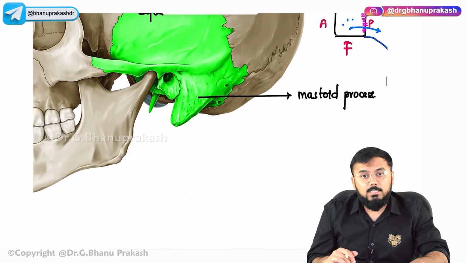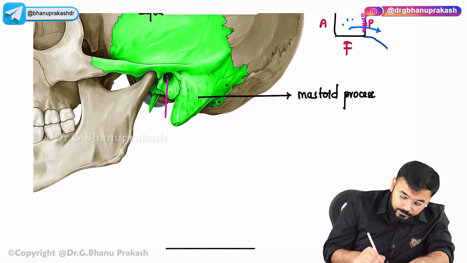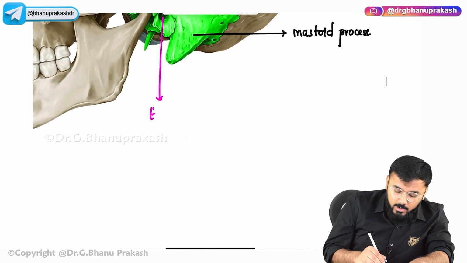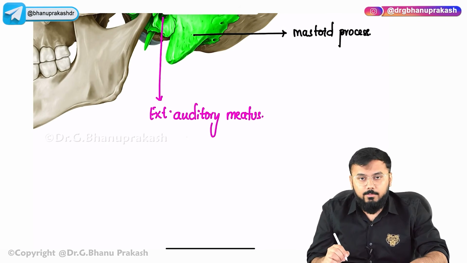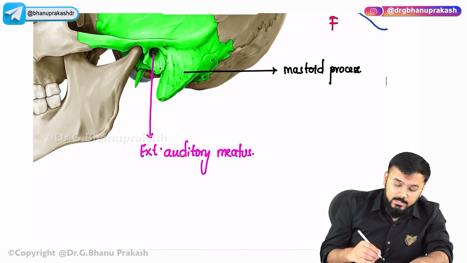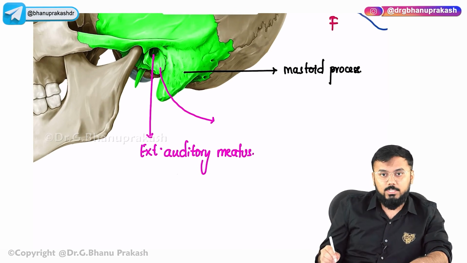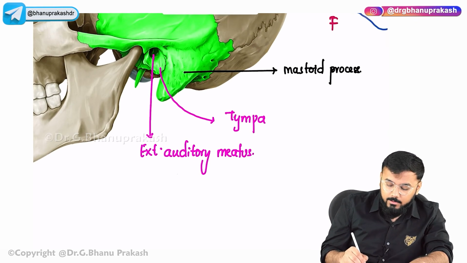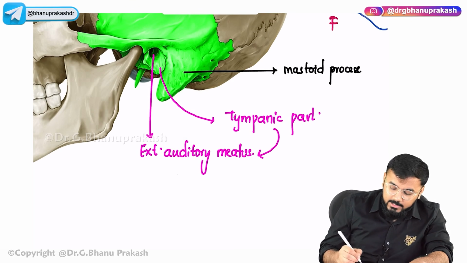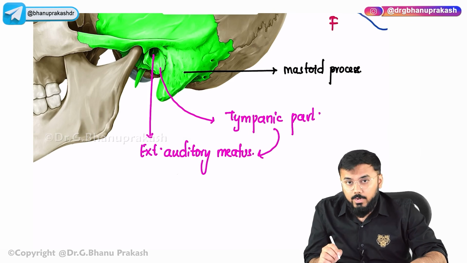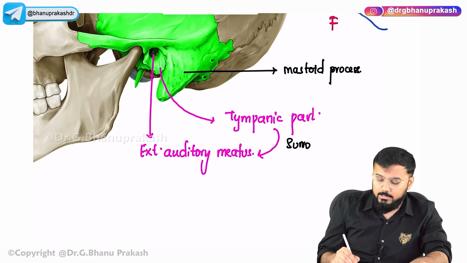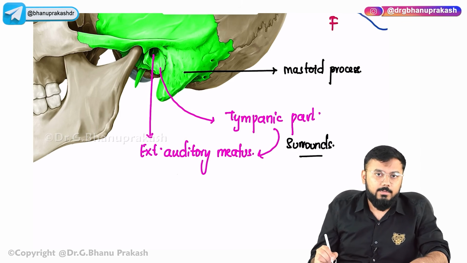So the next important thing is that you see an opening over here. This particular opening is called the external auditory meatus. Now surrounding this external auditory meatus, you see this particular structure. This is called the tympanic part. So can I say that the tympanic part is enclosing this external auditory meatus? Right, the tympanic part surrounds your external auditory meatus.